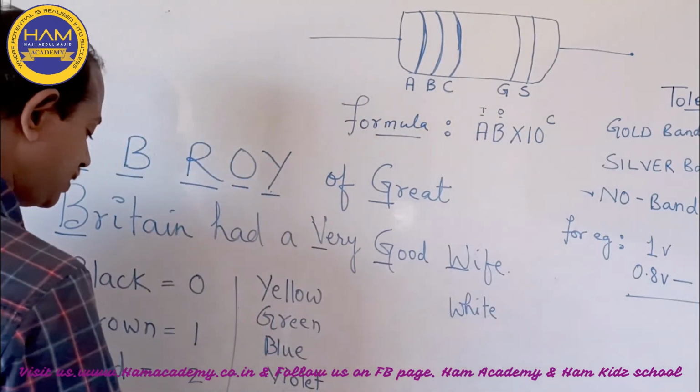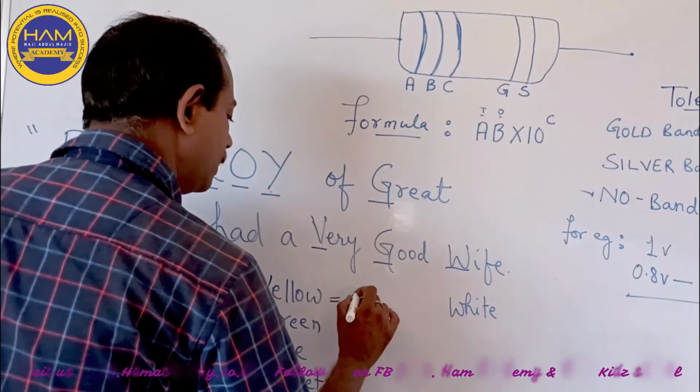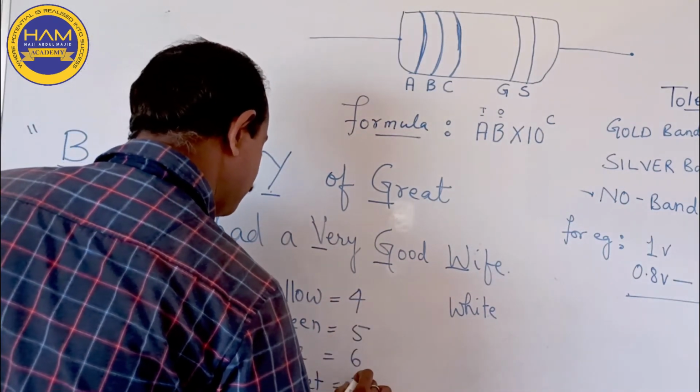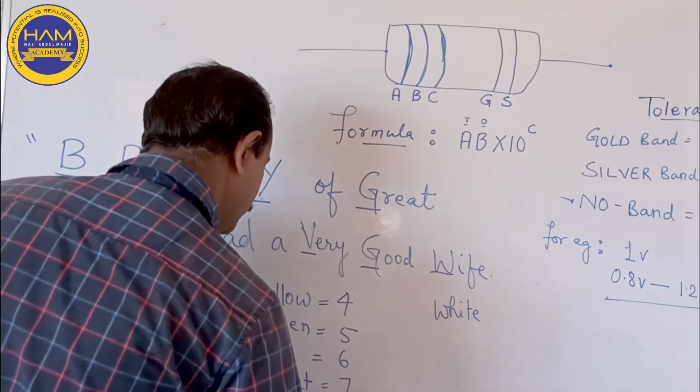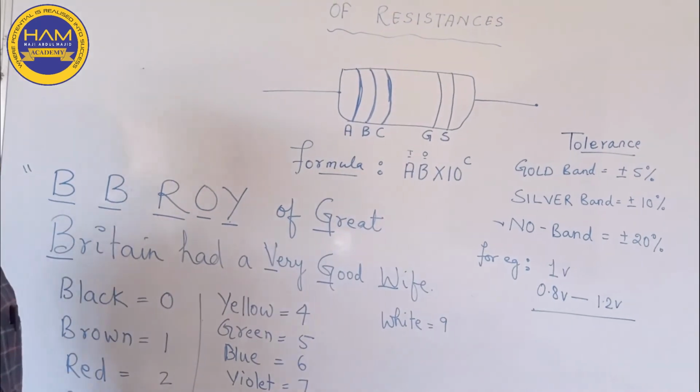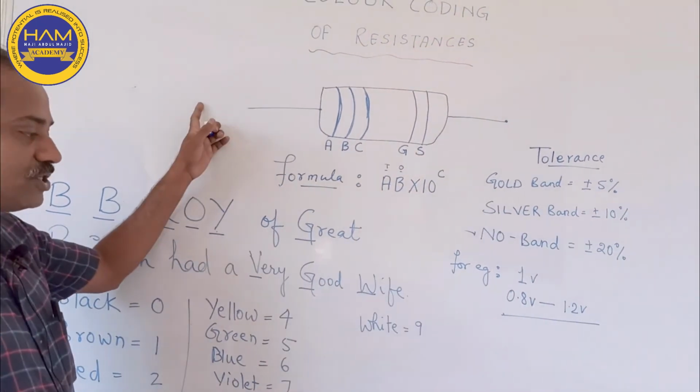Now the color coding: black stands for 0, brown stands for 1, red stands for 2, orange stands for 3. Yellow gives you color code 4. Green gives you 5, blue gives you 6, violet gives you 7, gray gives you 8, and white gives you 9. Now these are the color codes for the resistances.